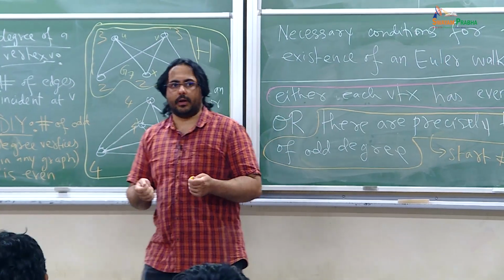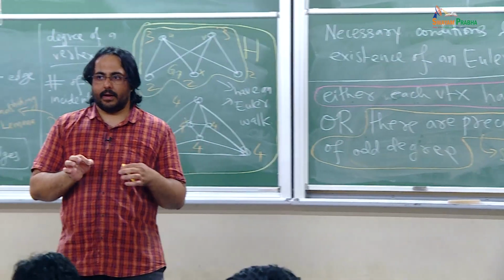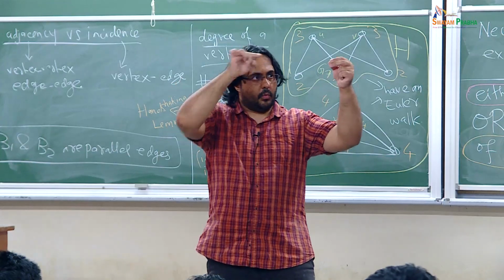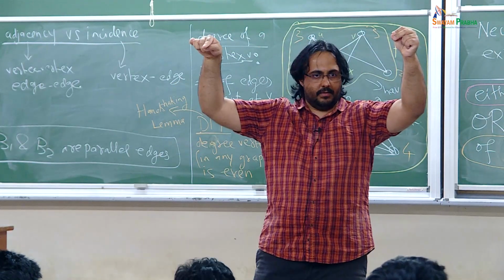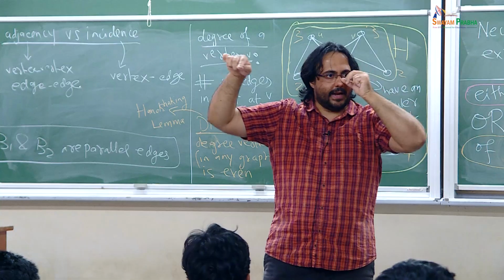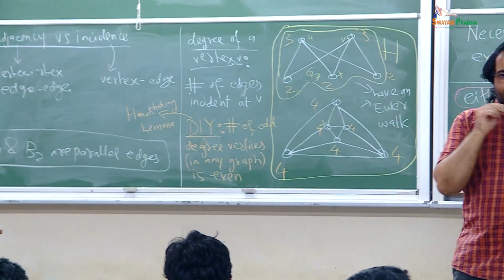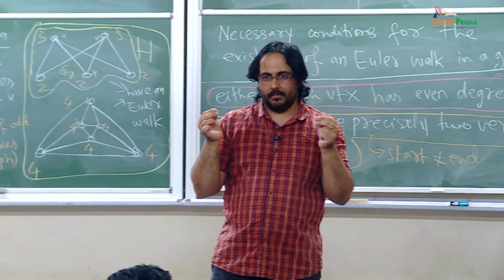So that is what we will call a connected graph. We will say that a graph is connected if for any two vertices there is a walk that starts here and ends here. Do you all agree that for an Euler tour to exist, for an Euler walk to exist, we need the graph to be connected?